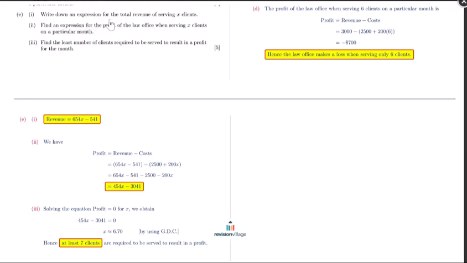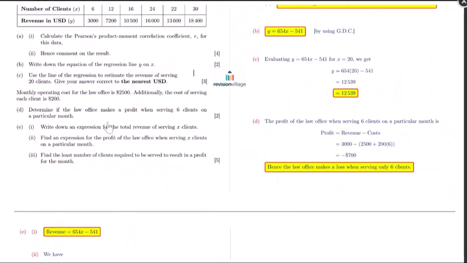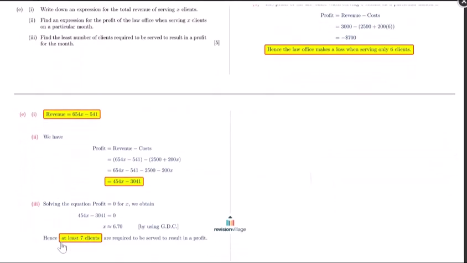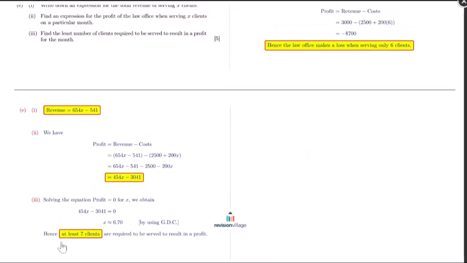Write down an expression for the total revenue of serving X clients. This is the same as our line of regression equation, the equation that we found in part B. In part B, we found this as y equals 654x subtract 541, where y is the revenue and x is the number of clients. So it's actually the same thing, but I'm just going to rename y as revenue R. So that's the first part, fairly easy start.